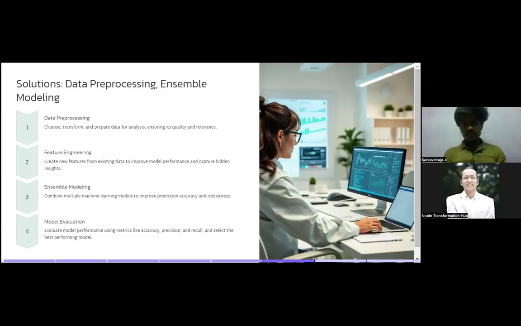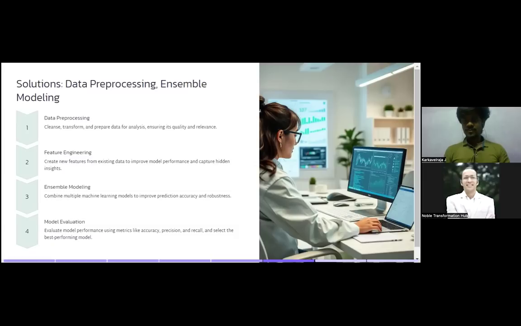Actually, we have seen everything: what accuracy, precision, and recall are. Using model evaluation, we can also address the challenges we are having. So these are the solutions. We need to go for data pre-processing and feature engineering. In the model, we need to go for an ensemble technique, and then evaluate our model and pick the best model. These are the solutions for the challenges that we are having. Yes, sir, over to you.